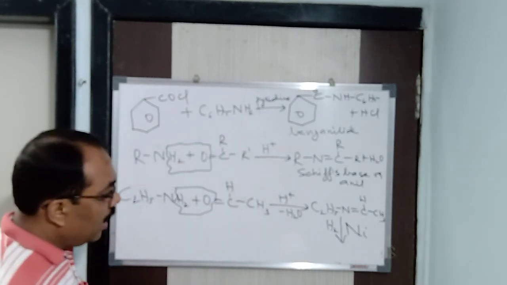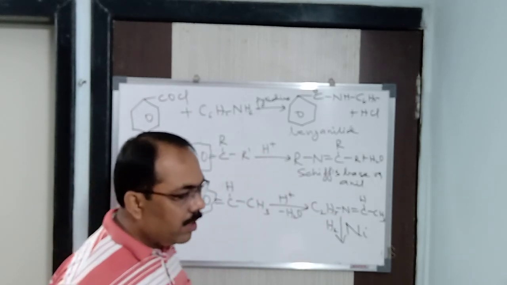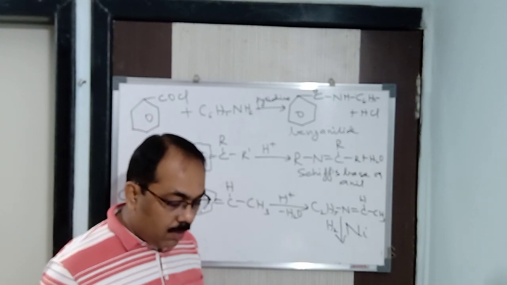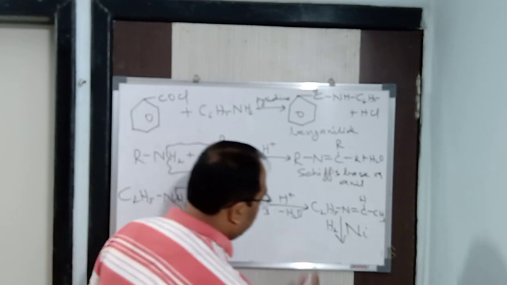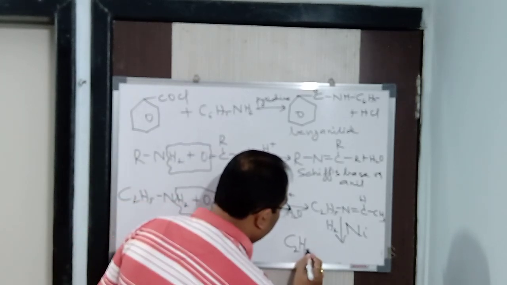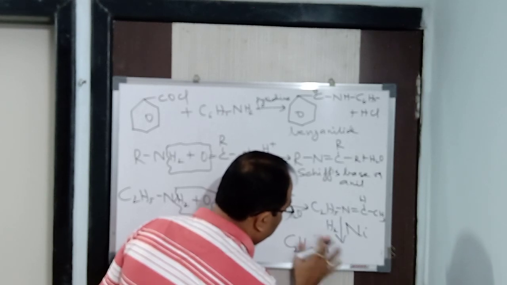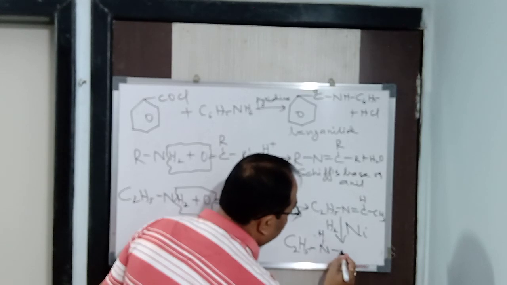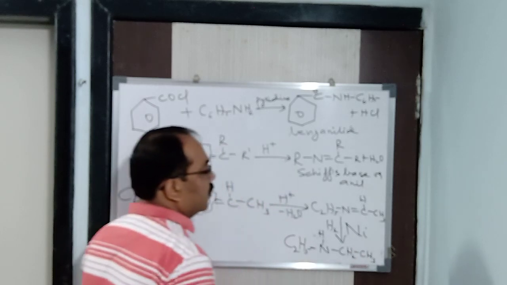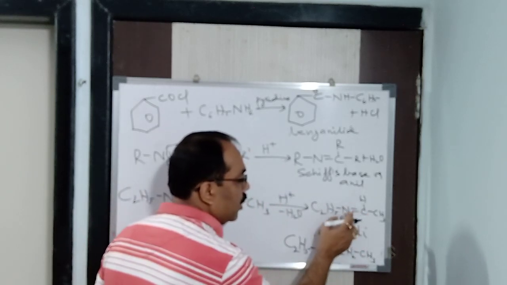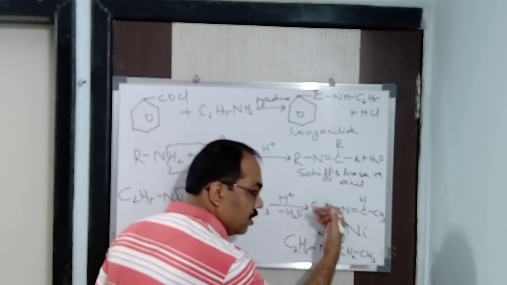So what is going to happen here? The double bond will be broken down and will form a single bond. That's it. The product is C2H5, N with H, then CH2, CH3. Another H will be added here, one hydrogen added here and one hydrogen here. So the double bond is removed.